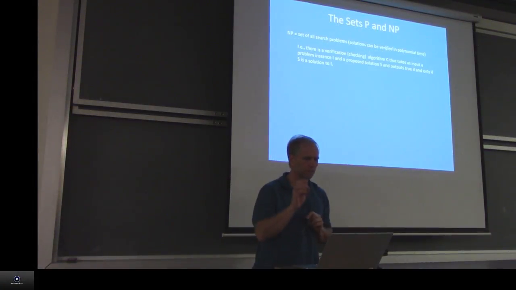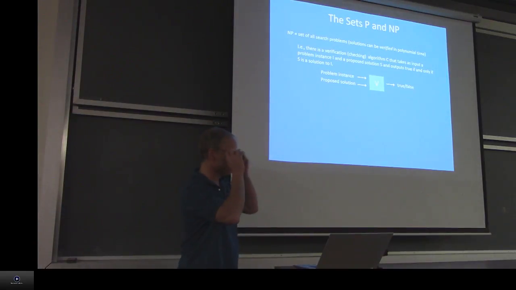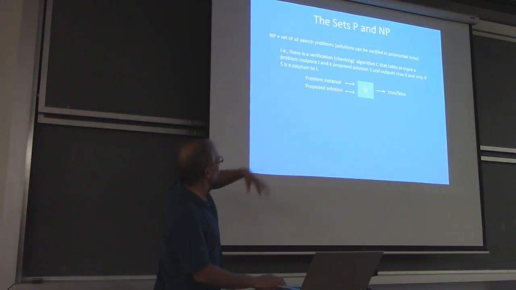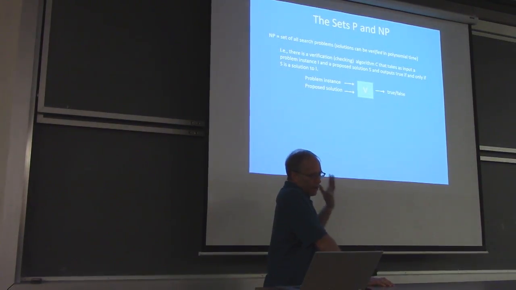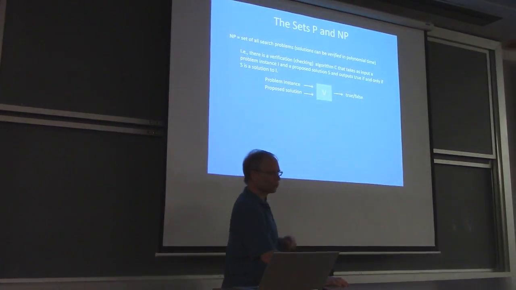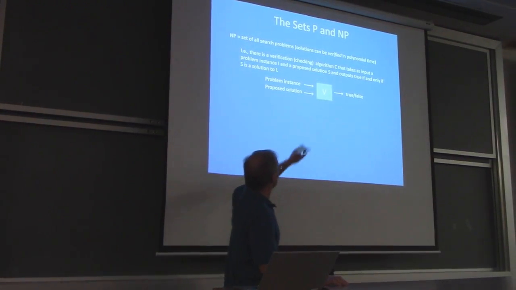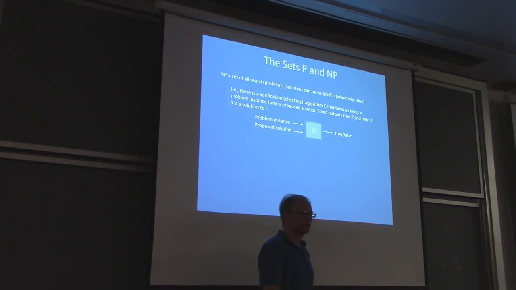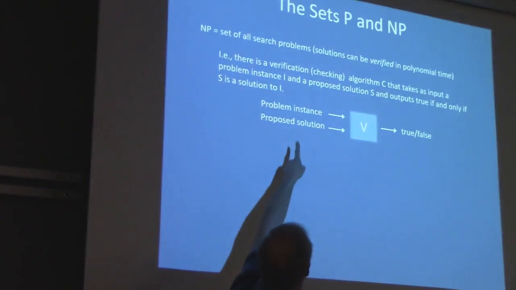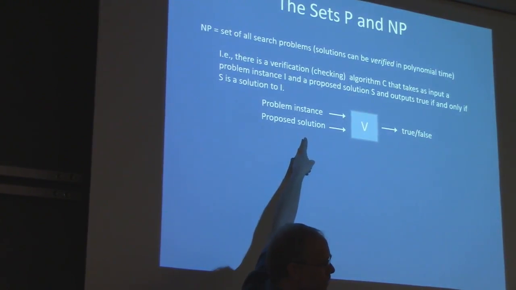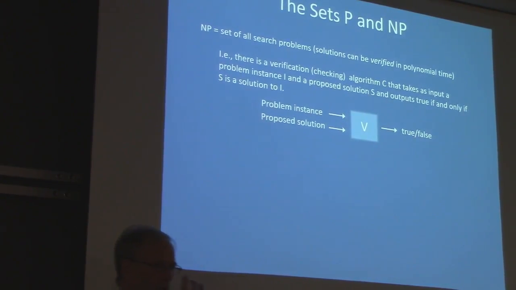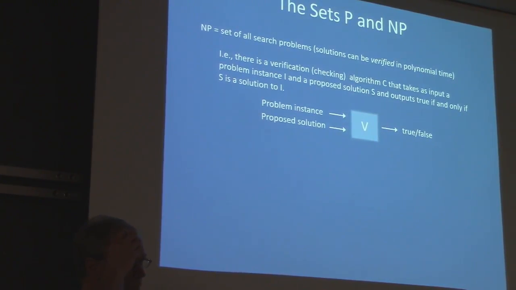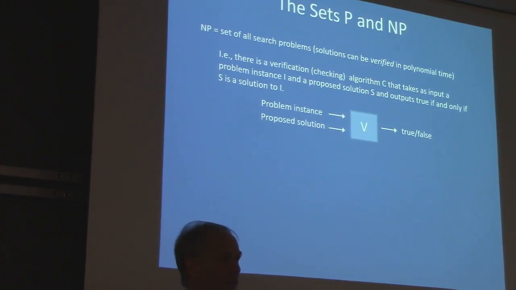And then the set P, well, I'll talk about it a little more here. By verification algorithm, I mean you take a problem instance, say a graph, and a proposed solution, let's say a set of edges. The verification algorithm will output true or false. Is the proposed solution actually a solution to the problem? The verification algorithm takes both those pieces in and outputs true or false. So that's the set NP.